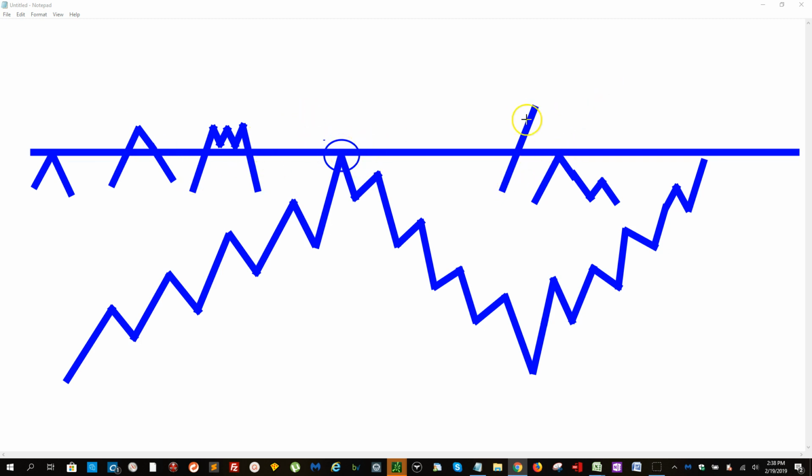Really until price does something like this, where it breaks through, pulls back, maybe it bounces, and then it shoots back up. Until it does something like this, okay, this price action breaks this resistance level. Okay, so now this resistance level becomes support. We're going to talk about that in a minute.